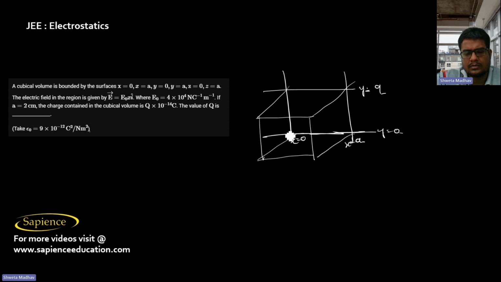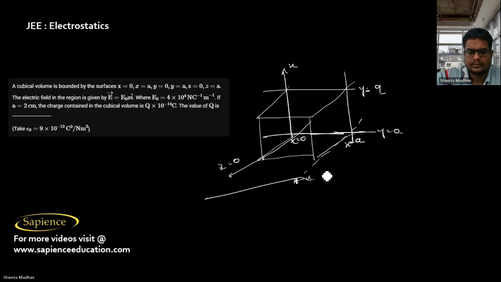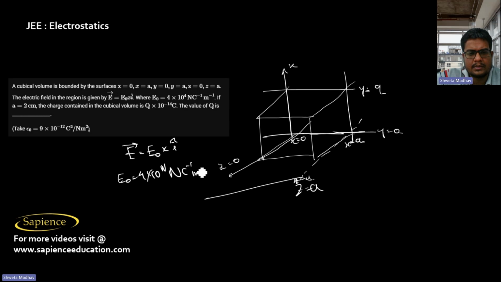Now this is z equals 0, and this plane is z equals a. Then the electric field in this region is given by E equals E naught x i cap, where E naught is 4 into 10 power 4 Newton per coulomb per meter.